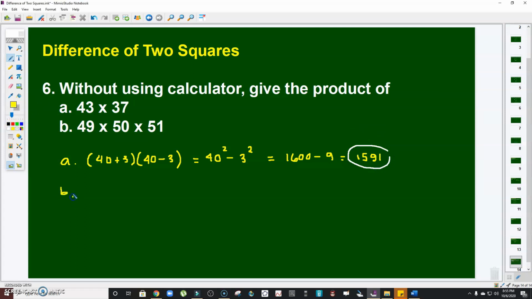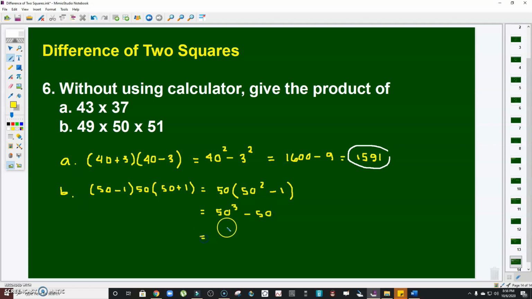Letter B. 49 times 50 times 51. What I'm going to do here is express 49 as 50 minus 1. I keep 50 as is, while 51 can be written as 50 plus 1. So 50 and then 50 minus 1 times 50 plus 1, like what we did in letter A, we can rewrite as 50 squared minus 1, or difference of two squares. Next, I'm going to distribute 50. So I'm going to have 50 cubed minus 50.